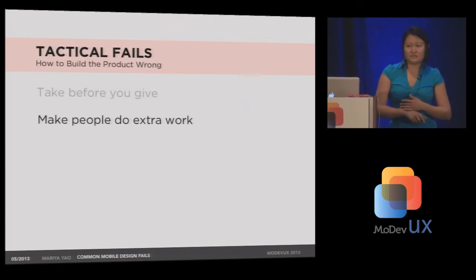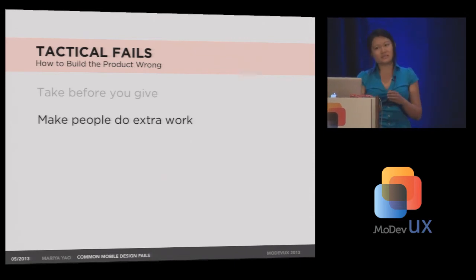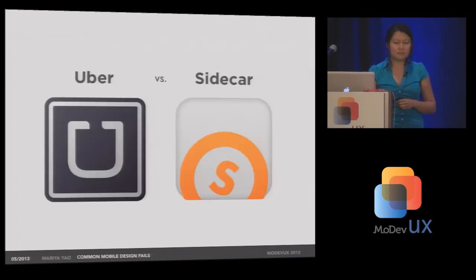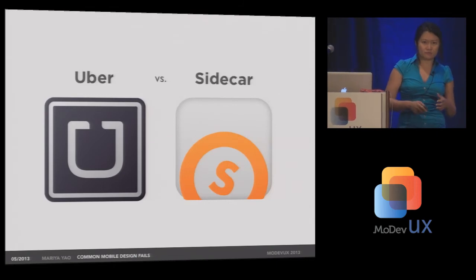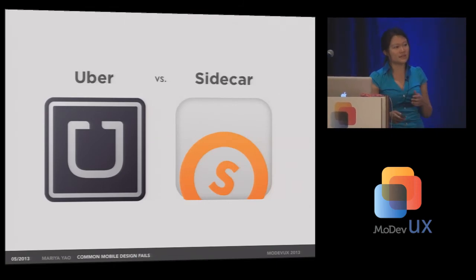So another big tactical error is making people do work, extra work. And one of the biggest areas where this happens is in mobile forms. As an example, we're going to talk about Uber versus Sidecar. If you're not familiar, Uber and Sidecar are both taxi alternatives. You use them to call a cab when you can't hail a regular one.